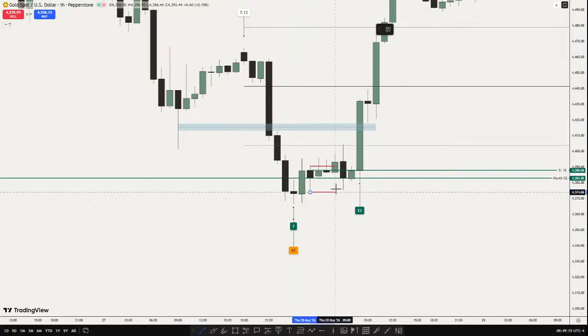So these three candles are consolidation. These three candles, we just ignore these candles. So we have 7, 8, 9, 10. Sorry, 8, 9, 10, 11, 12.